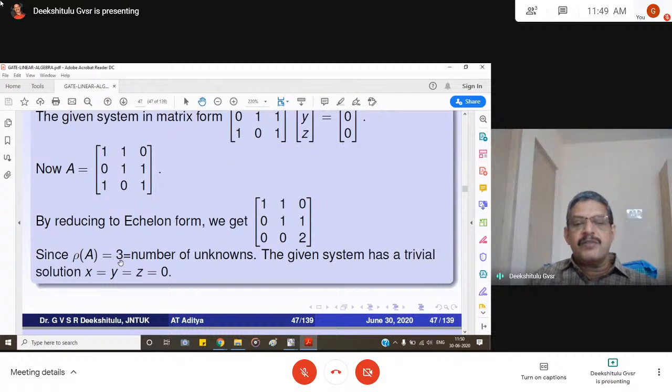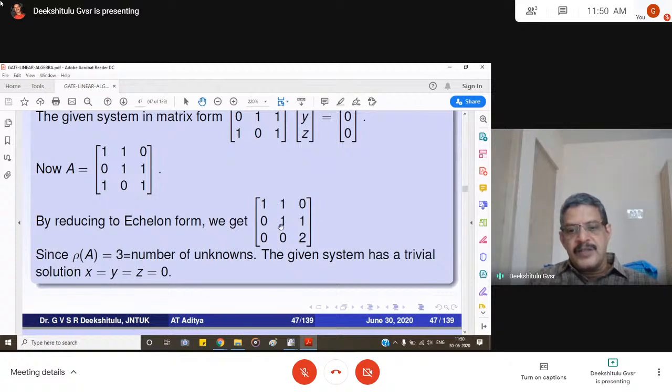So rank of A is equal to 3, the number of unknowns, so the given system has only the trivial solution, that means x plus y plus z is equal to 0. So what we mean here, from this echelon form, if you write back the actual equations, what is the last equation? 0 into x plus 0 into y plus 2 into z is equal to 0. 2 into z is equal to 0 means z must be 0.